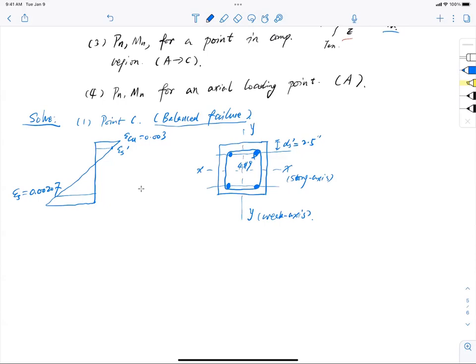They look just like that. Now given that it's symmetric, I have a concrete cover C here equal to 2.5 inch. So the depth here is 20 minus 2.5, so 17.5 inch. And the total height, of course, for the section is given as 20 inches. Okay, these are some geometries.